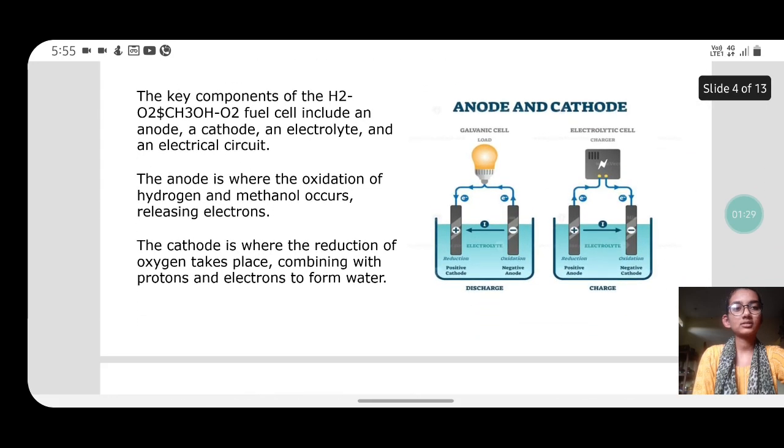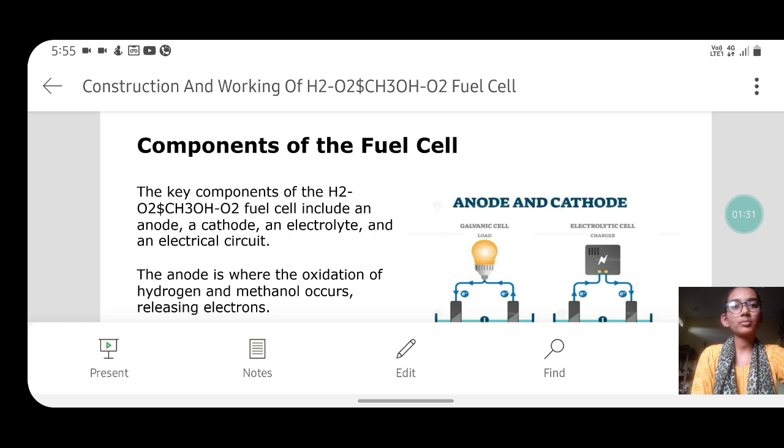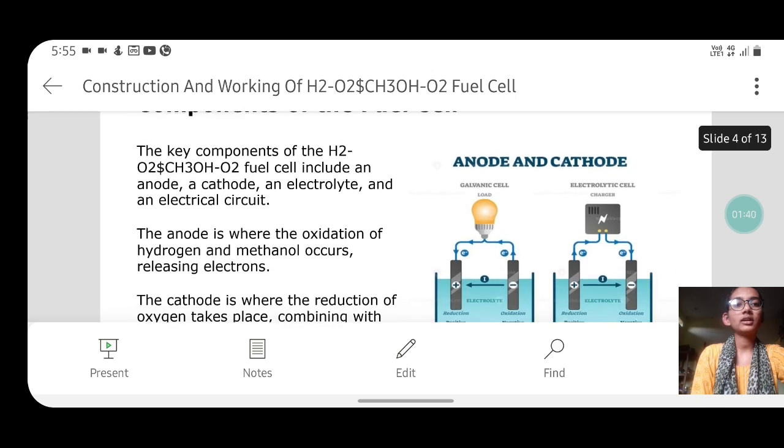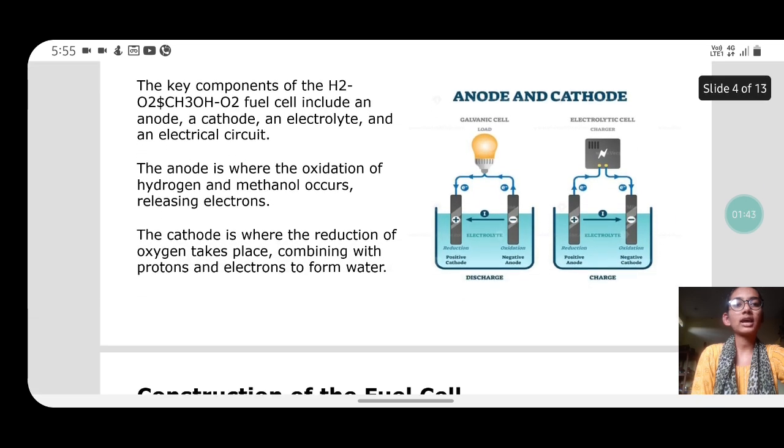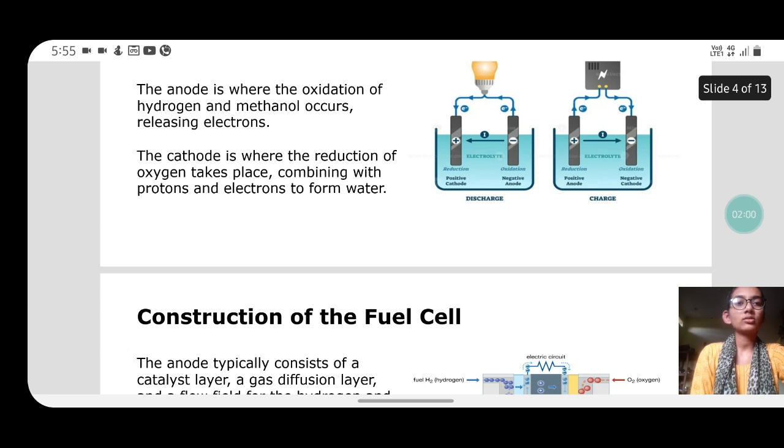Components of fuel cells. The key components of hydrogen-oxygen and methanol-oxygen fuel cells include an anode, a cathode, an electrolyte and an electrical circuit, which is shown in the figure. The anode is where the oxidation of hydrogen and methanol occurs, releasing electrons. The cathode is where the reduction of oxygen takes place, combining with the protons and the electrons to form water.